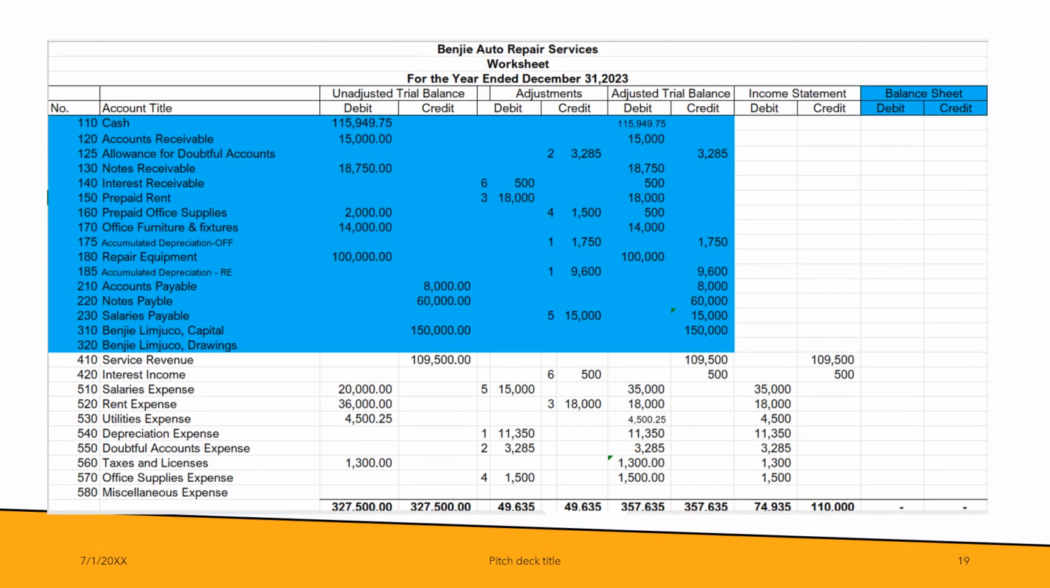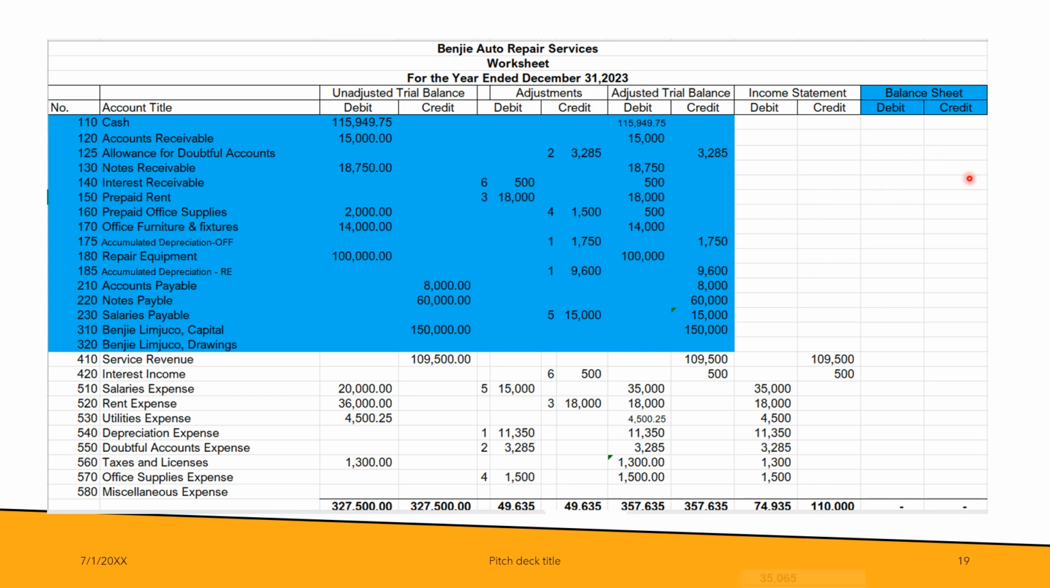After we have determined the difference of our credit column and debit column of our income statement column, let us check if the same difference will be noted in our balance sheet column. For the balance sheet, we will be including the assets, liabilities, and equity accounts. Again, just like what we did in our income statement column, we will extend the adjusted trial balance amount to our balance sheet.